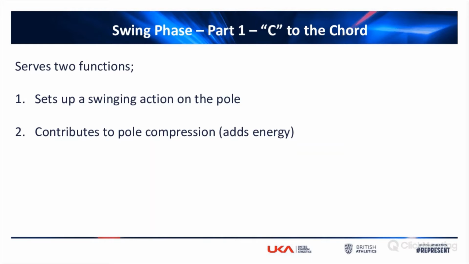So moving from that C position to the cord serves two functions. It sets up a swinging action on the pole. The C position starts it, and then the initiation, that first part of the swing, sets up the rest of the swing to come later. And it contributes massively to pole compression, which means there's an opportunity through that swinging action to add energy to the pole.